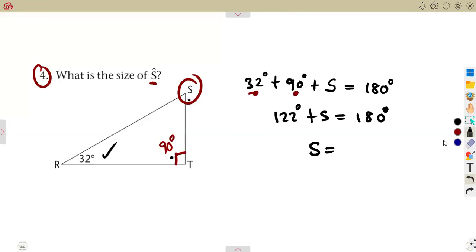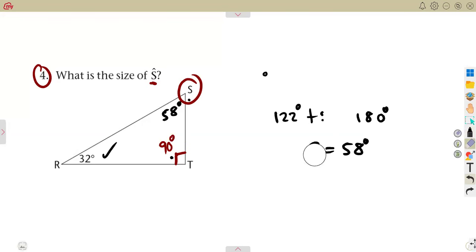So to find S, what are you going to do? Take this 122 to the other side. It becomes a minus. If this is a positive, to the other side, it will be a minus. So that's 180 degrees minus 122 degrees. If you subtract that from 180 degrees, you are going to obtain 58 degrees as our angle S. So if this is 58 degrees, that means we have got our angle S here, 58 degrees.